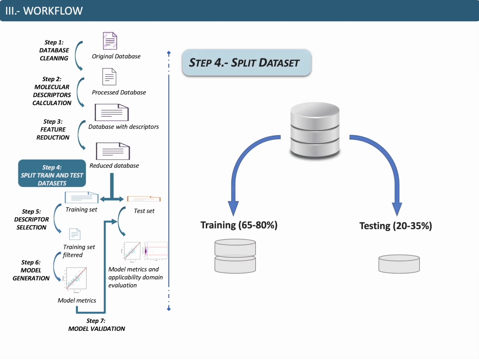Step 4. Split dataset. The whole dataset is then split into 2 subsets, one to train the model and the other to validate it. The training set usually contains between 65 to 80% of the whole dataset and the test set the remaining compounds.